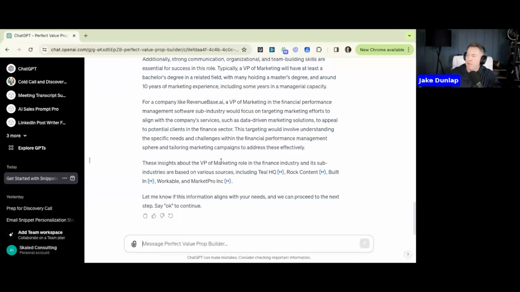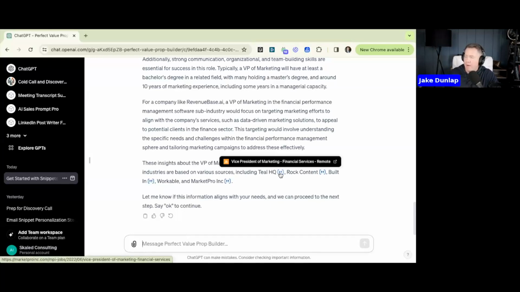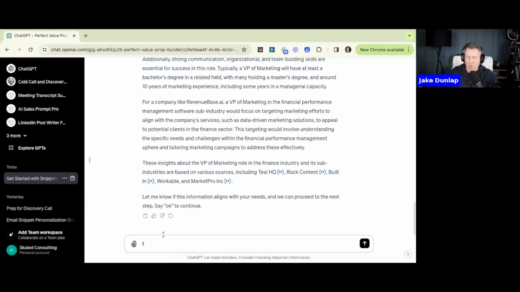But again, look at this. The insights on the finance industry subject are based on various sources. If you want to go learn more about this persona, it literally gives you sources that you can use.